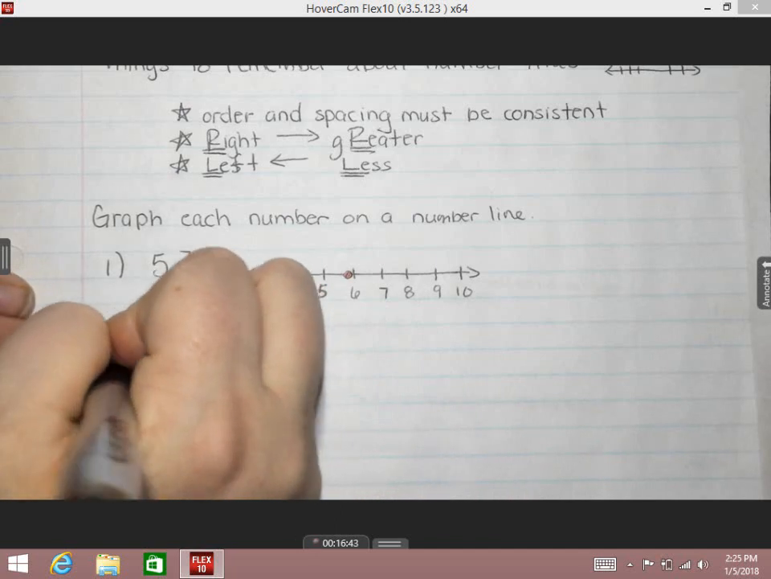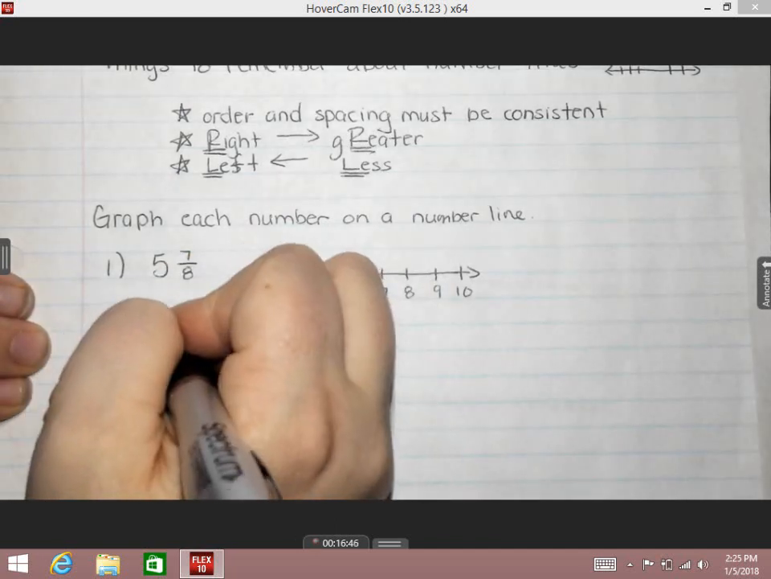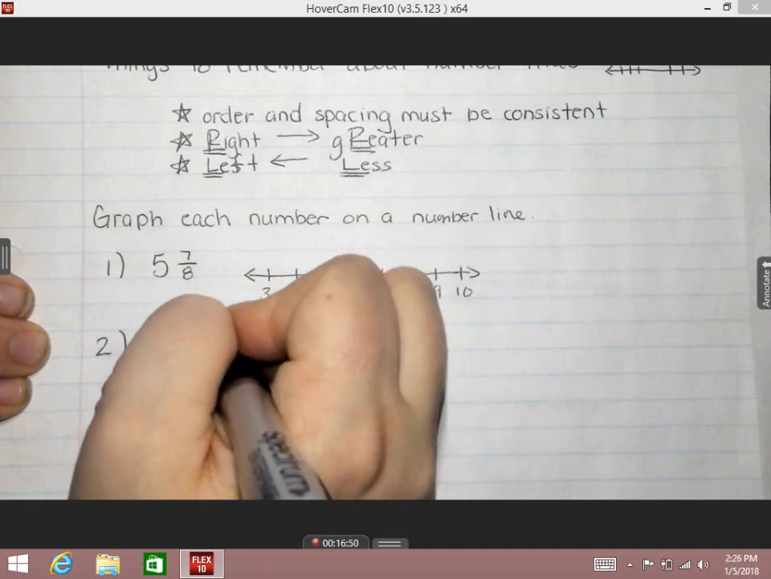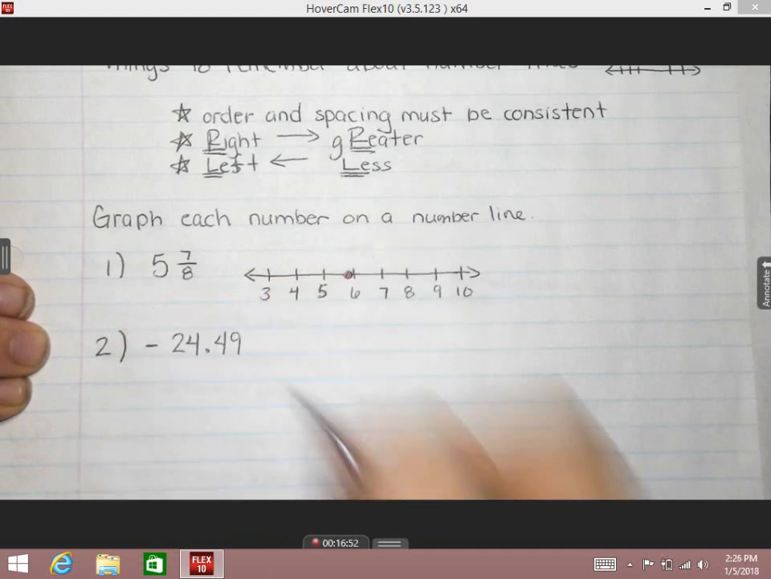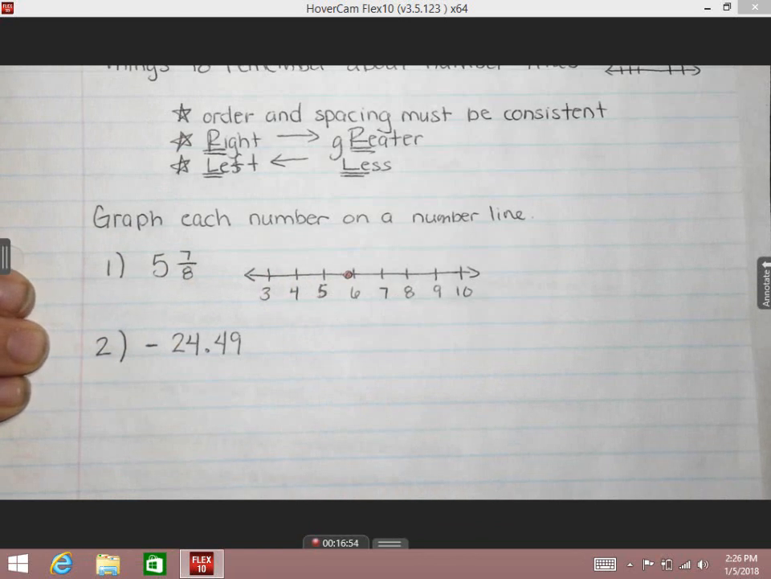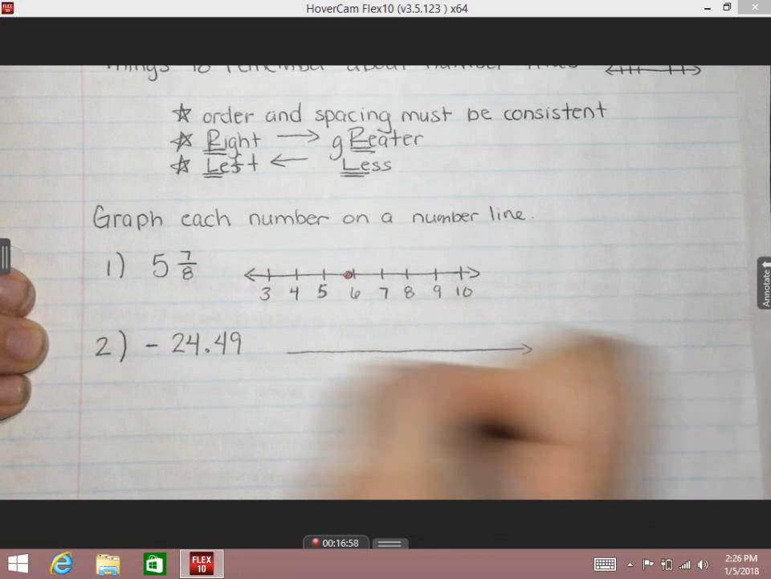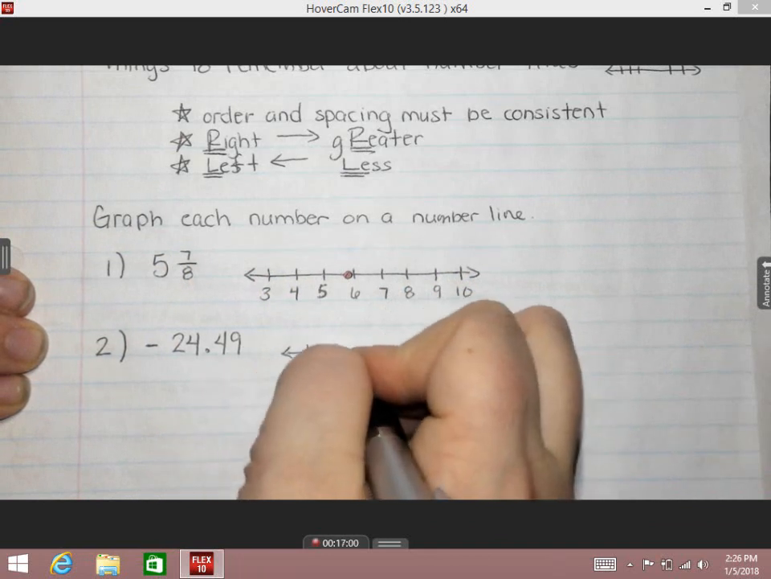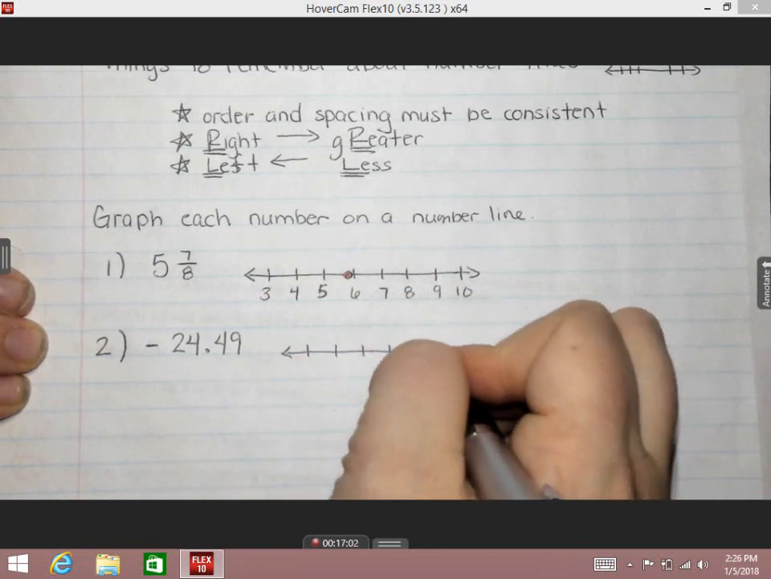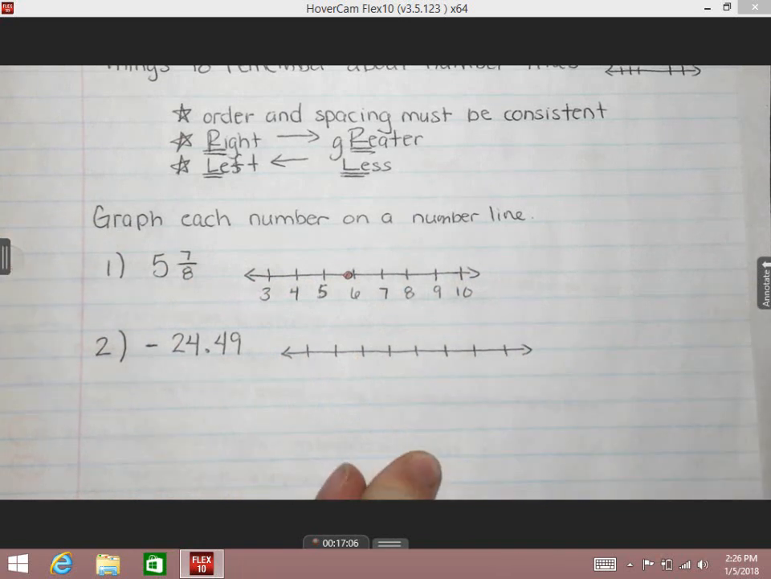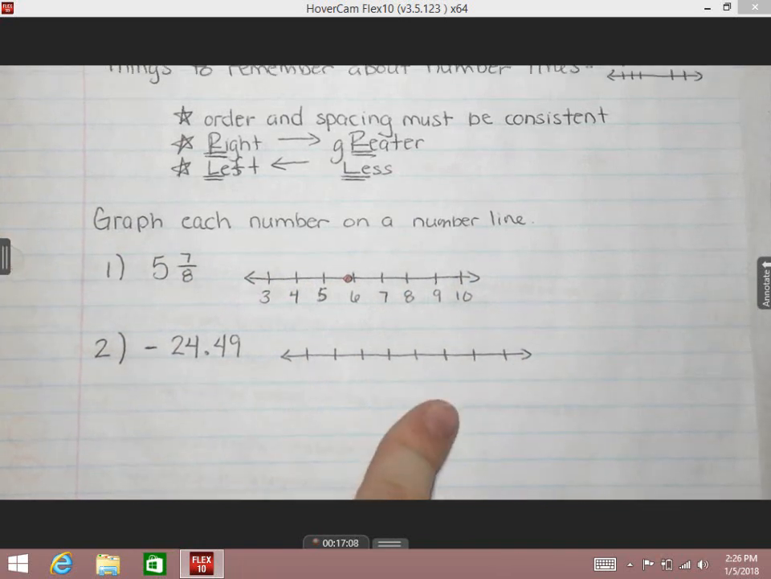Number 2. Negative 24.49. Okay, again, I'm just going to draw my number line out. Go ahead and put my space marks on there so I can try to make them even. All right, you have to have a minimum of 6. If you do more, that's fine. Mine had more. Doesn't matter.